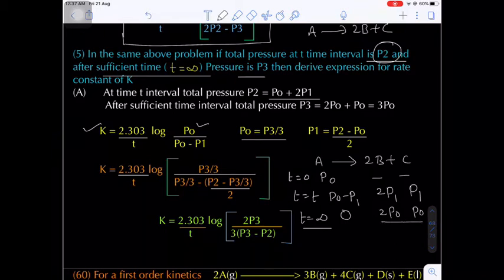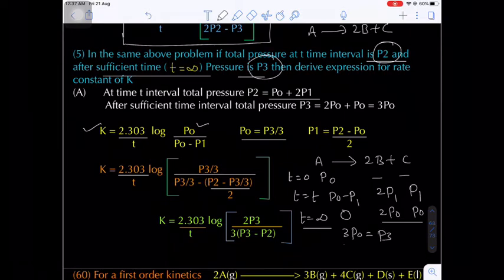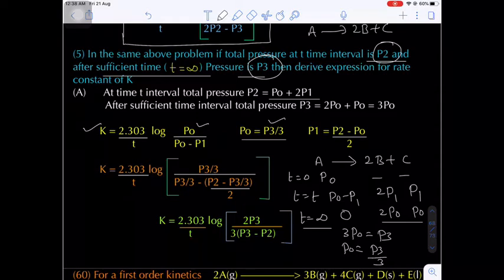If you see after sufficient time of interval, the total pressure is 2P0 plus P0, which is 3P0. But actually after sufficient time of interval, the total pressure given to you here is P3. So from here, what will be the P0 value? P3 by 3. Are you getting my point? Now what is the P1 value here?